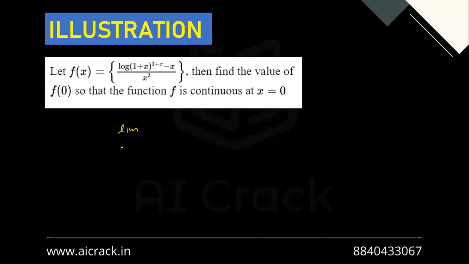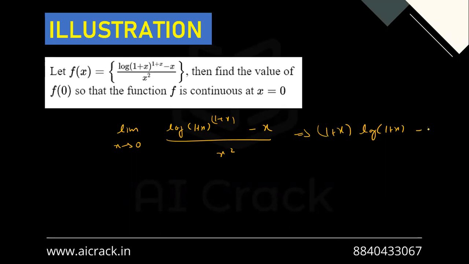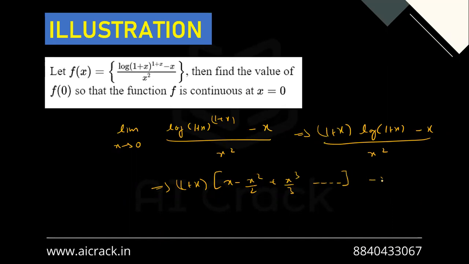So we have limit x approaches 0 of log of (1 plus x) raised to power (1 plus x) minus x, divided by x square. Now using the log property, I would take 1 plus x over here. So it becomes (1 plus x) log of (1 plus x) minus x divided by x square. Now I can use the expansion of ln of 1 plus x, right? So that would give me (1 plus x) into (x minus x square by 2 plus x cube by 3 and so on), minus x, divided by x square.